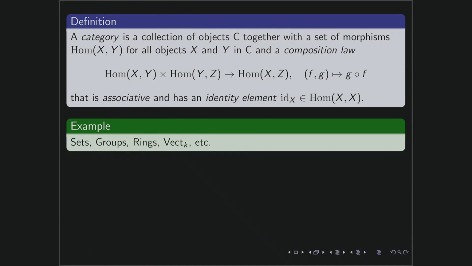Sometimes people use abbreviations like Vect_K for vector spaces over a given field K, or Vect_F for finite dimensional vector spaces, which we will see in a second as well. But this is a category. The formal details are not so important for what I'm trying to talk about today, but I still wanted to show it here so that one has an idea of what's happening.